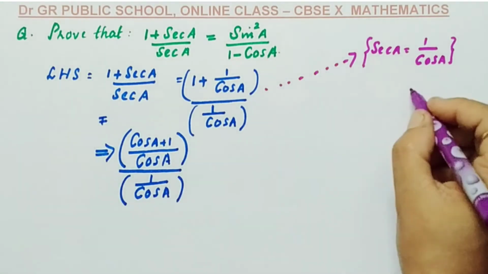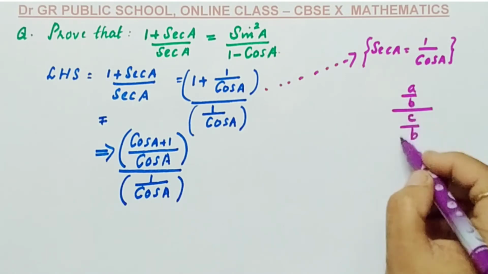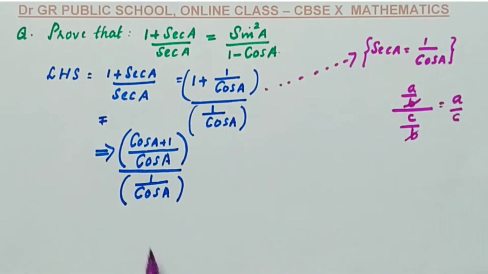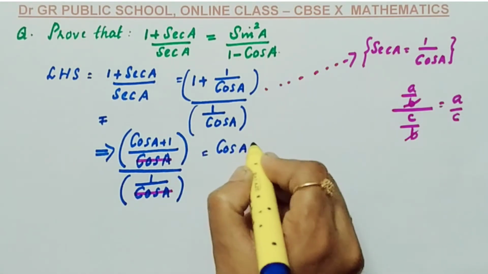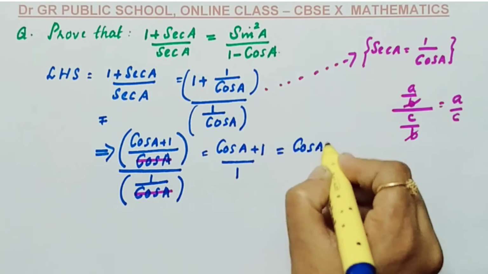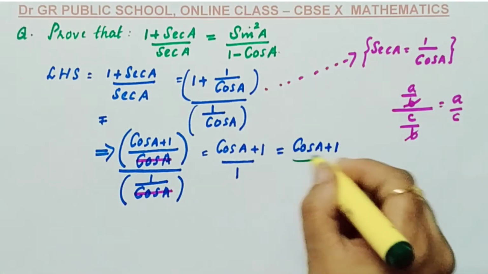You know that in a fraction a by b divided by c by b, if both the denominators are the same, you can cancel them and write it as a by c. In the same way, here both the fractions have the same denominator, so you can cancel; no need to make a reciprocal multiplication. Directly you can do that. So the remaining is cos A plus 1 in the numerator divided by 1, which is cos A plus 1. Thus, after simplification, you reach the step cos A plus 1. Now, this is the LHS simplification.